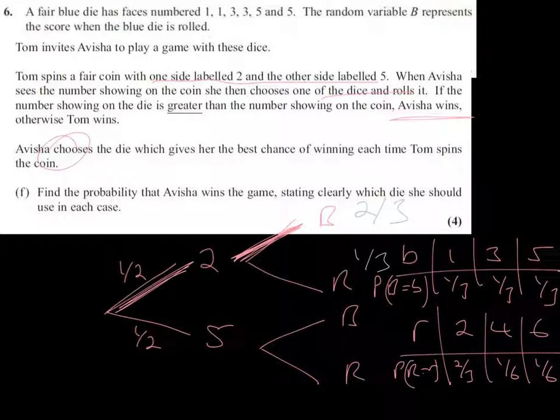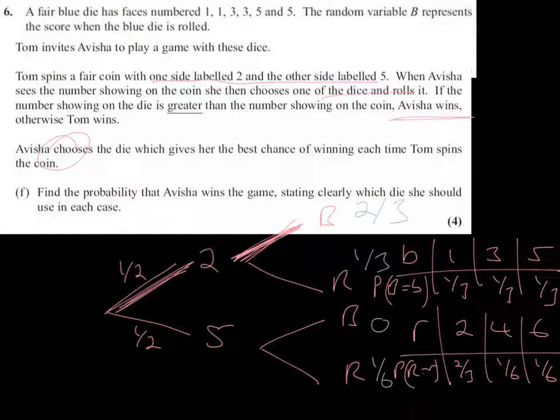If, however, the coin is flipped and we get a 5, she's going to try and score greater than 5 on the dice. So she has to choose the score that maximizes her chances of getting greater than a 5. And we can see that from the blue dice, the largest score that you can get is 5. So she's got 0 chance of getting a score greater than 5 if she chooses the blue dice. So therefore she's going to choose the red dice and we can work out the probability that she wins. The probability that she wins is going to be just this one here, 1/6.